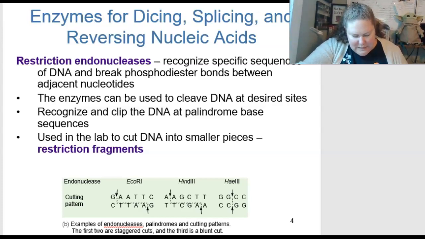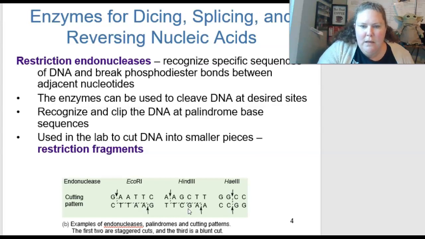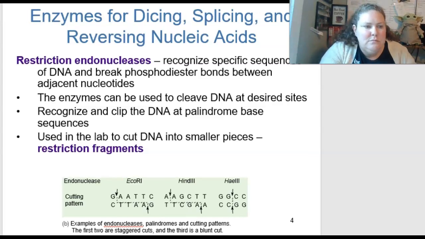Basically, the method in A can be used to separate the DNA strands lengthwise and make them single-stranded, where method B, which is here, is going to use the enzymes called endonucleases to make the cuts across both DNA strands at specific sites. Okay.